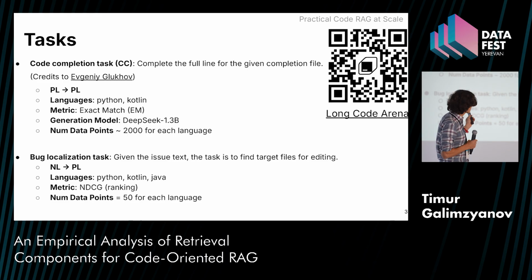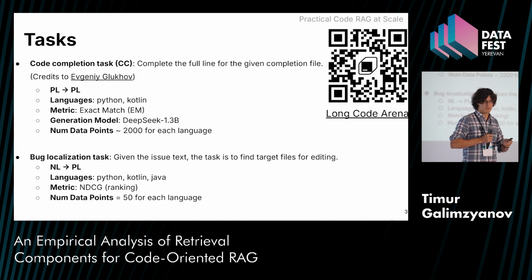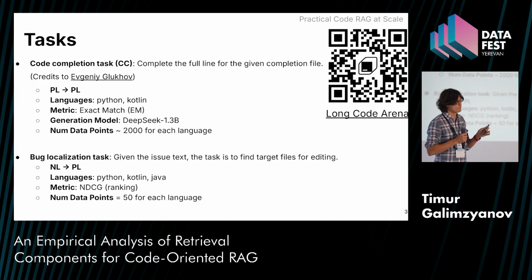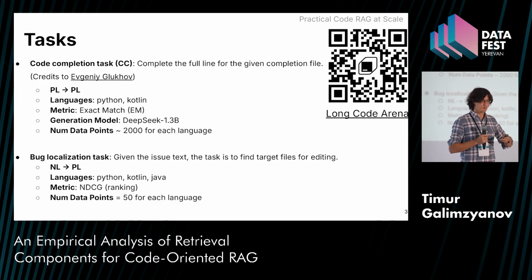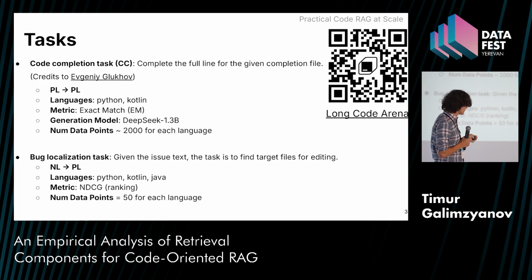The other task was the bug localization task, which means that given an issue, the model should select the most relevant files to this issue and rank them somehow. The number of data points in this dataset was very small, about 50 for each language. More details about these tasks and datasets you can find in our paper, which we called Long Code Arena.